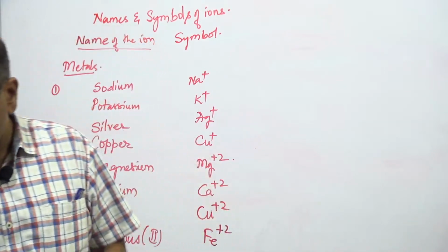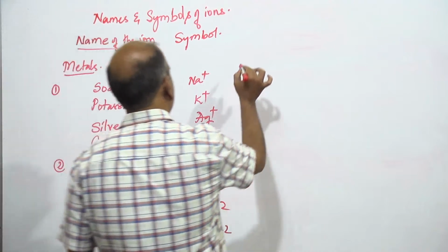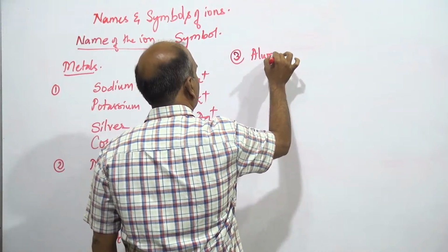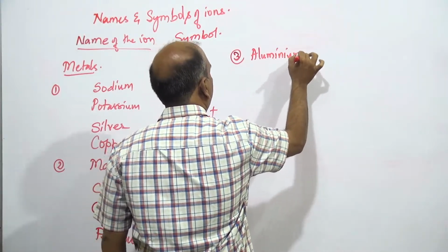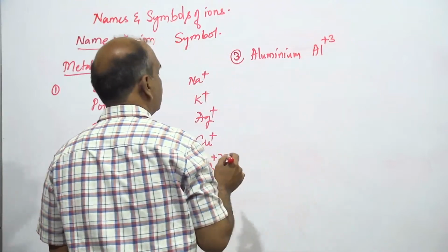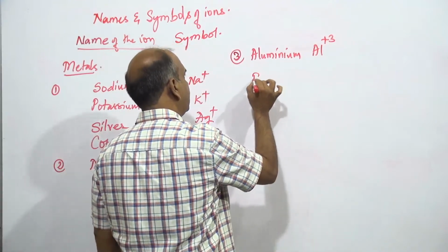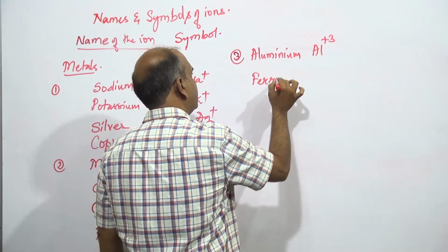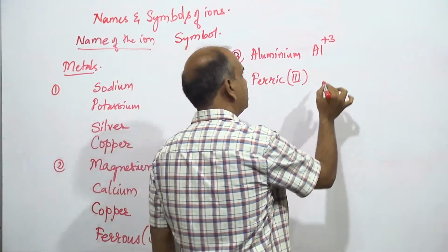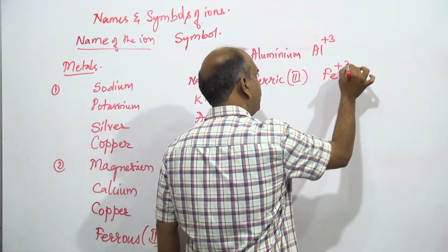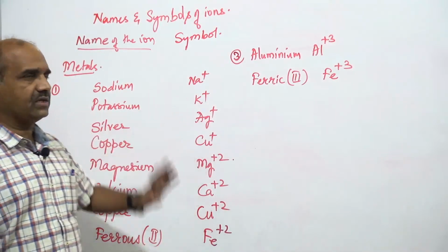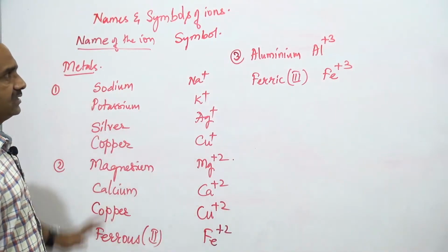Then we have +3 charge also. Third set, aluminium. Aluminium Al+3. Also, ferric is there. Iron also exists in the +3 form. So, Fe+3. So, these are the ions with +1, +2, and +3. So, these are metals we have taken.